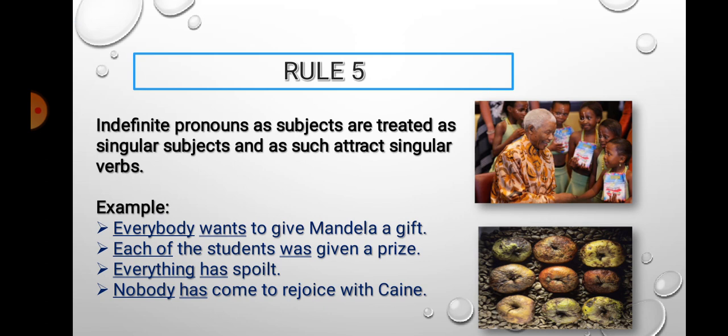So let's check example 2. Each of the students was given a prize. Each is a singular subject. Everything has spoilt. Nobody has come to rejoice with Cain.